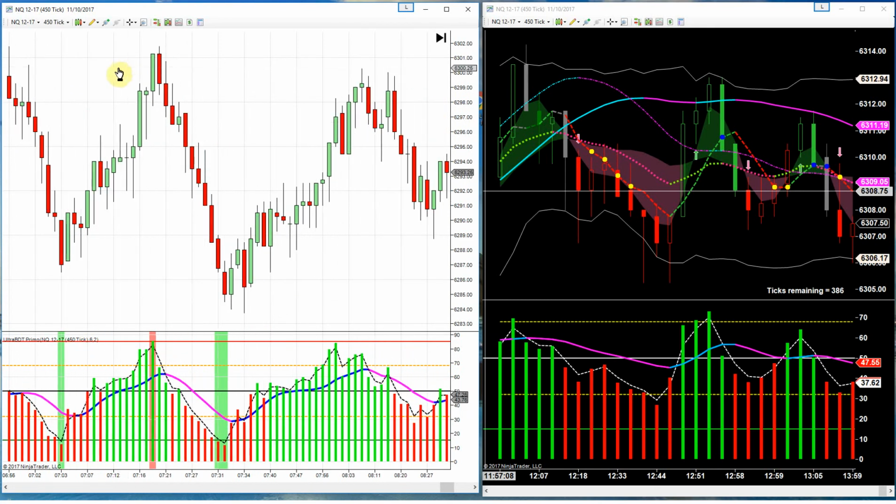Now, one of the features also is that when it hits an extreme, which is shown by this red line up here on the upside, it color codes that move to that level to give you a hint. And you can see right here that that was right near the exact top of the move.